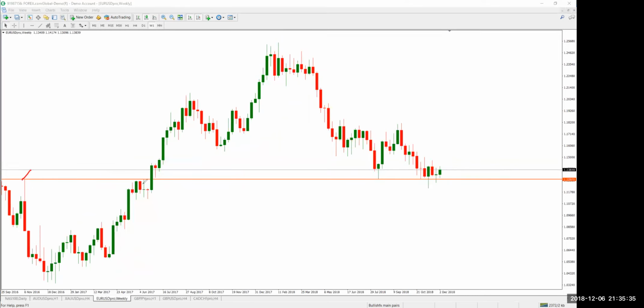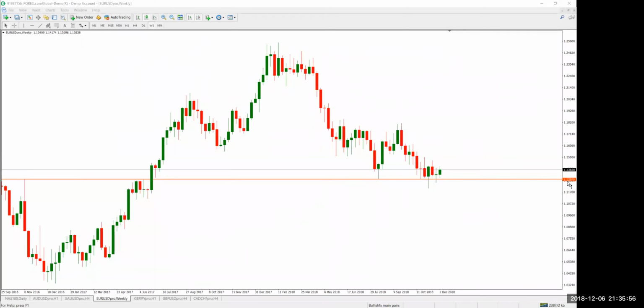We've got this level which was broken here. Then it was retested here, and then price rallied. It was retested also here. It's currently the level which price is working at. You can all see that, right? Now look to your right.